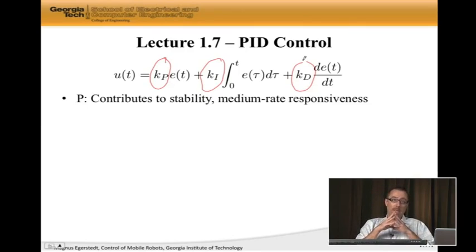Well, first of all, P, as we saw, is a contributor to stability in the sense that it's not guaranteed, but it's helping make the system stable. And it's making it responsive in the sense that if you click or press 70 miles per hour on your cruise controller, it drives the system towards that value. I'm calling it medium rate responsiveness because it's not super fast, and the rate of responsiveness is a function of how big KP is. But as we saw, it wasn't typically enough to achieve tracking.